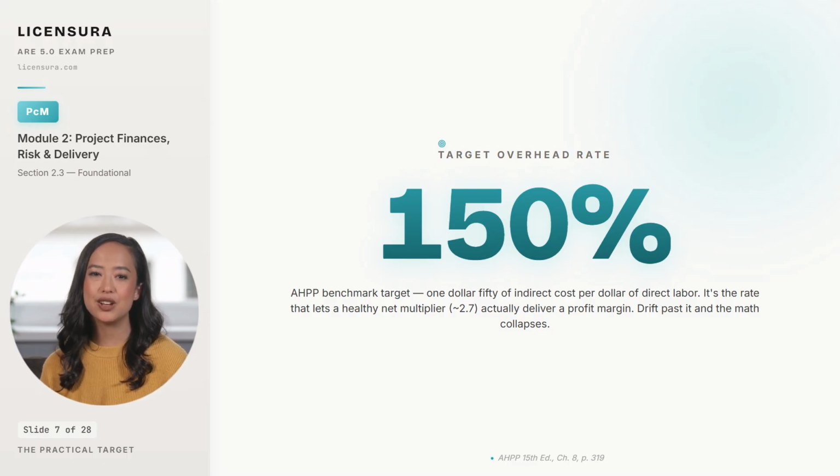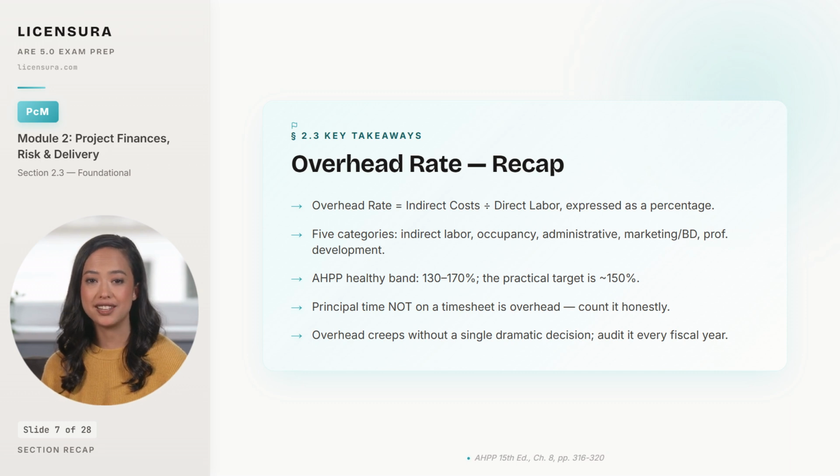Quick recap, then onto utilization, the metric that decides whether the people you're carrying are actually billing. 5 takeaways on overhead rate. The formula is indirect costs divided by direct labor, expressed as a percentage. For every dollar of project labor, how much indirect burden is the firm carrying? The 5 categories that make up indirect cost are indirect labor, occupancy, administrative, marketing and business development, and professional development. The AHPP Healthy Band runs from 130 to 170%, and the practical target most well-run firms aim at is 150.